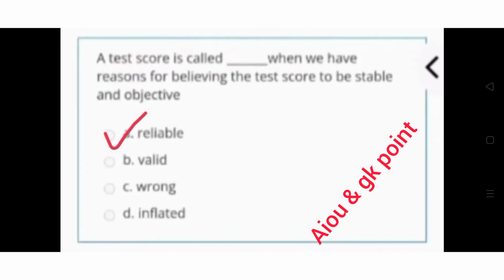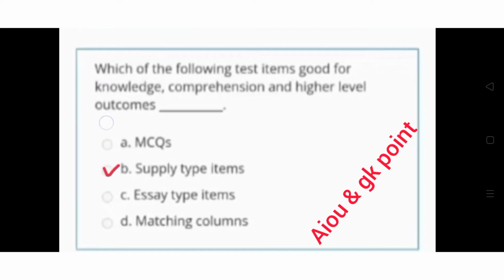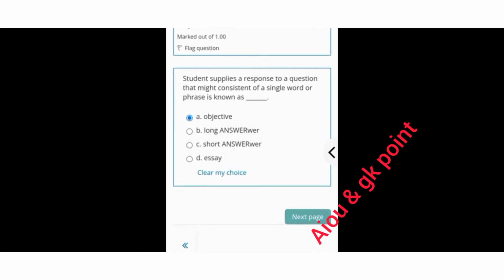A test score is called dash when we have reason for believing the test score to be stable and objective. Correct option A. Reliable. Which of the following test item good for knowledge, comprehension and higher level outcomes? Correct option B. Supply type item. Students supply a response to a question that might consist of a single word or phrase is known as dash. Correct option A. Objective.